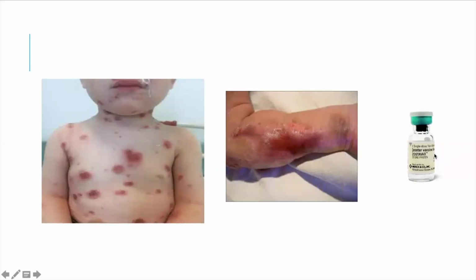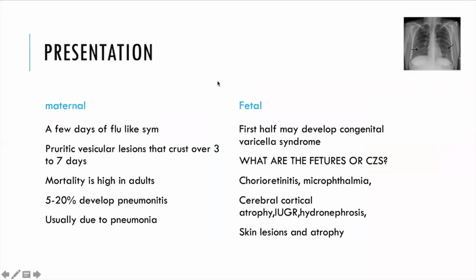This is the vaccine. Maternal presentation: usually for a few days she will have flu-like symptoms. After that she develops pruritic vesicular lesions that crest over 3 to 7 days.